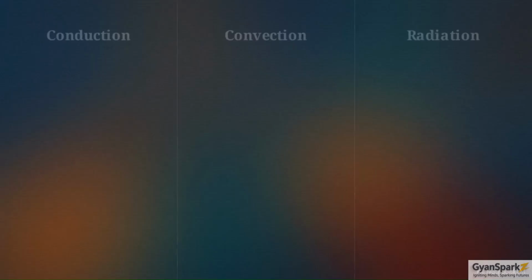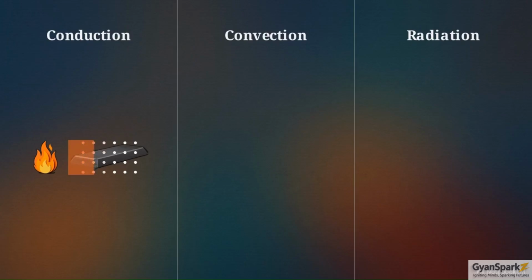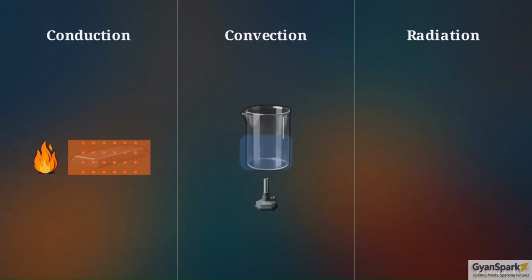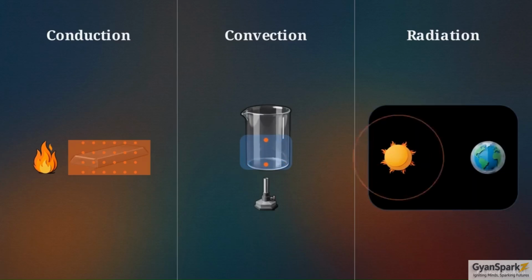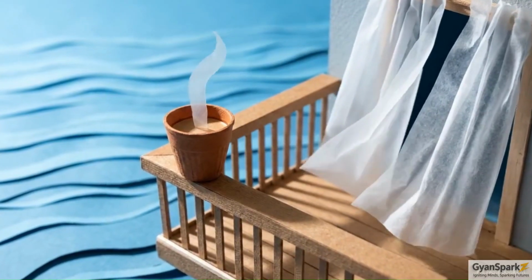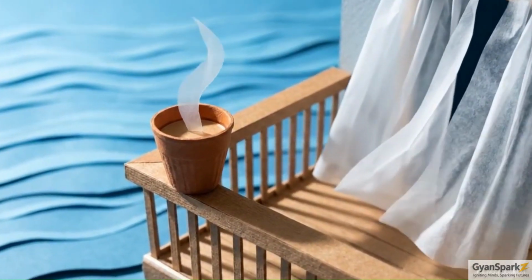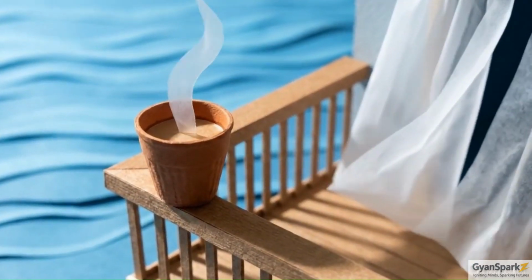To recap, conduction moves heat through solids while particles stay in place. Convection moves heat through liquids and gases by sending warm particles upward. And radiation moves heat through empty space without needing any material at all. Whether it's a hot cup of tea or a breeze from the sea, we can trace each sensation back to these three ways that energy moves through our world.